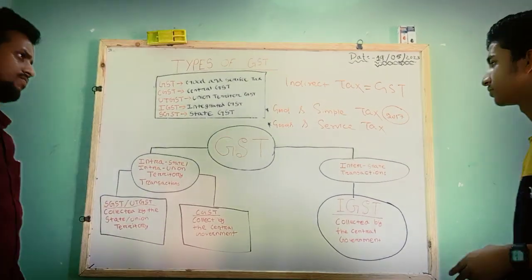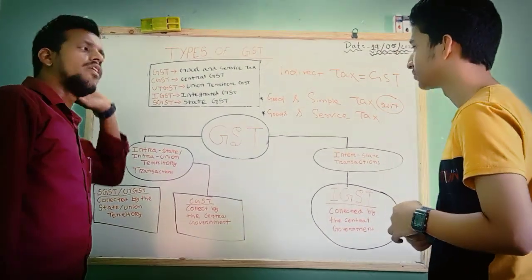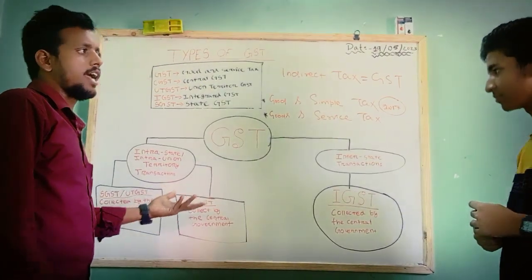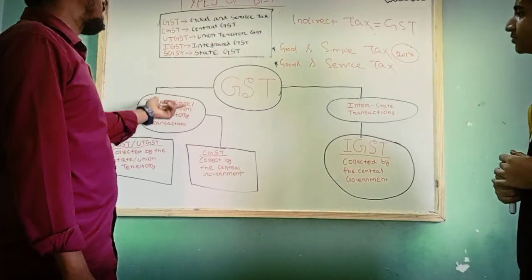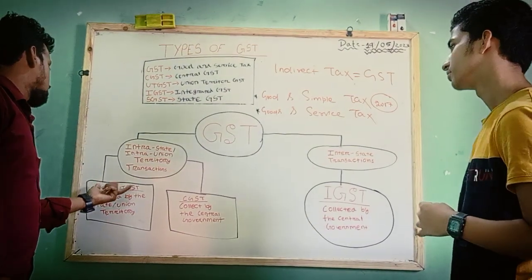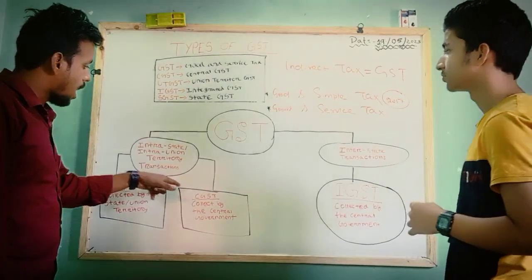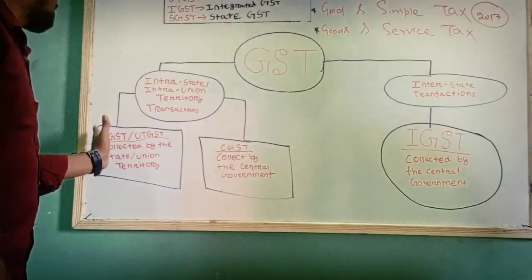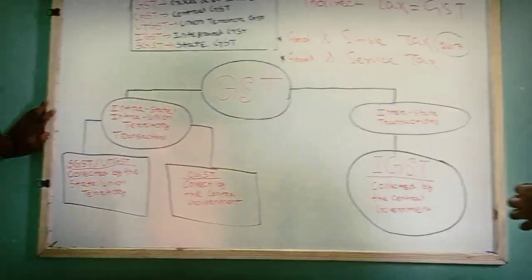You have to read out SGST and UTGST. You know the full form of SGST? Yeah. Tell me. SGST means State GST and UTGST means Union Territory GST. So in an intra-state transaction we find CGST and SGST, or CGST and UTGST. The CGST is collected by the central government, and the state government and union territories collect the SGST and UTGST. Is that clear? Yes.